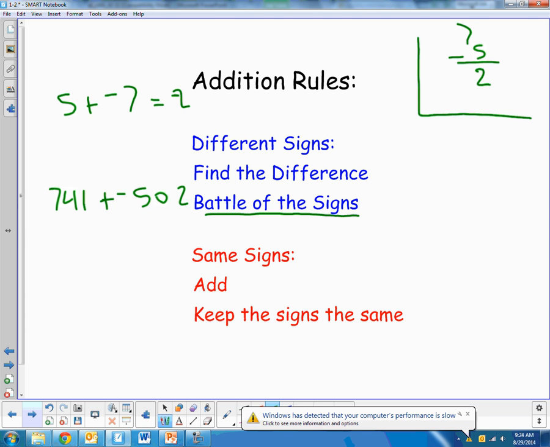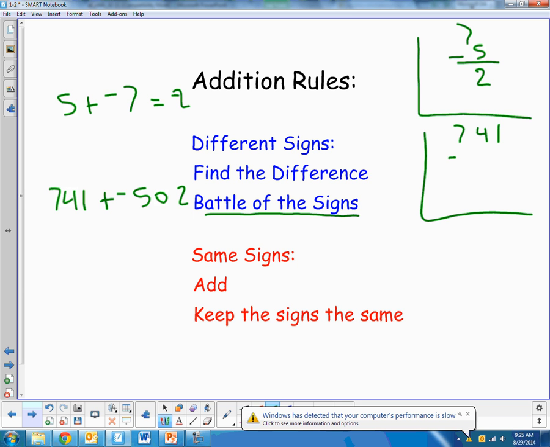741 plus -502. Again, different signs, positive and negative. And so I'm going to do a little bit of scratch work over here. I'm going to find the difference. Different signs, find the difference. Different difference, different difference. That should start to get annoying after a while, but it'll stick in your head. So we're going to find the difference if they have different signs.